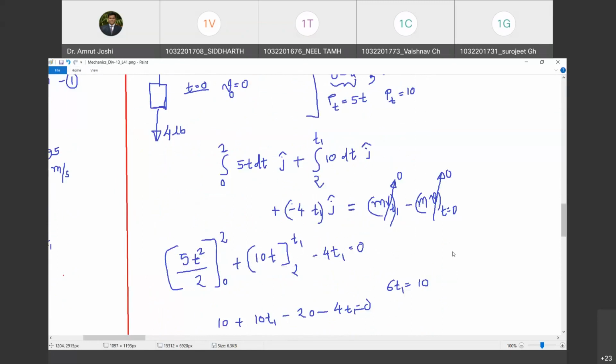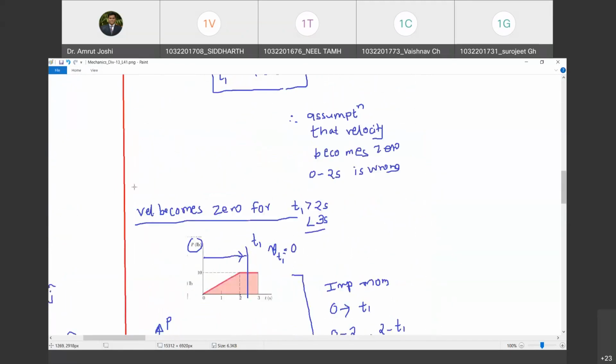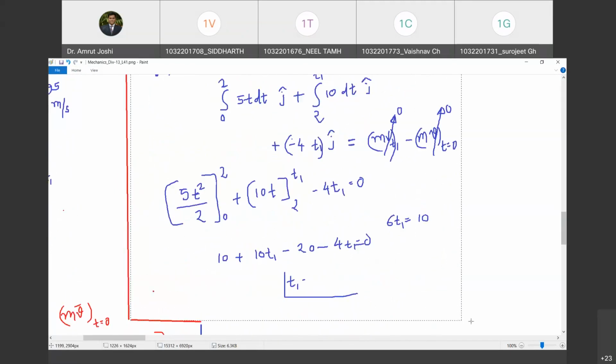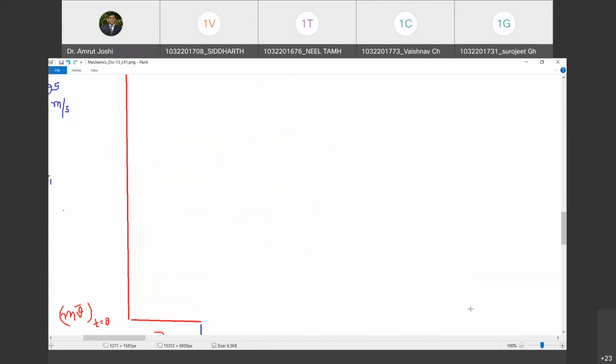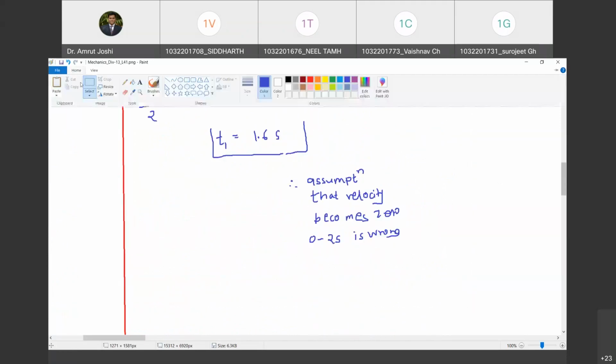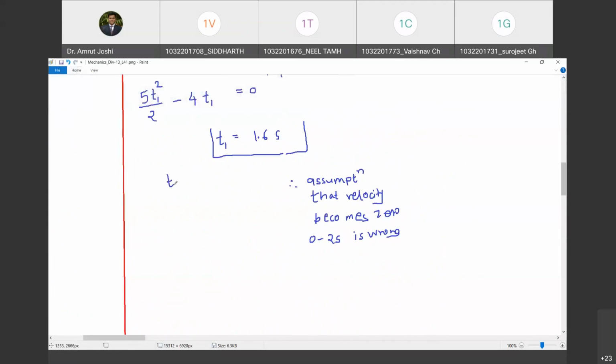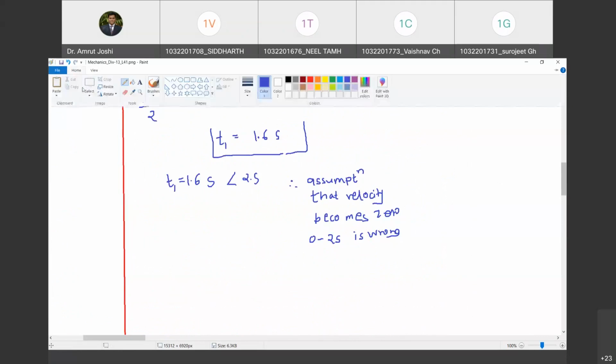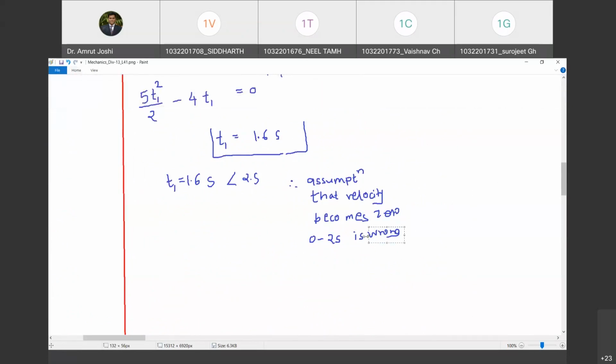Anyway, so you learned what needs to be done if the initial assumption is incorrect. This is what we are going to do. Are you with me? Yes, sir. So let me delete this. One minute. So what I have to write? I have to say that t1 equal to 1.6 seconds is less than 2 seconds. Therefore, the assumption that velocity becomes 0 between 0 to 2 is correct. Are you with me? Yes, sir. And we have found out at what time the velocity becomes 0. Happy? Yes, sir.